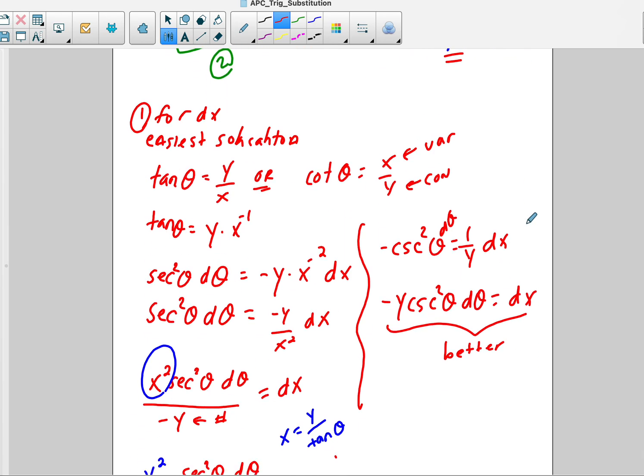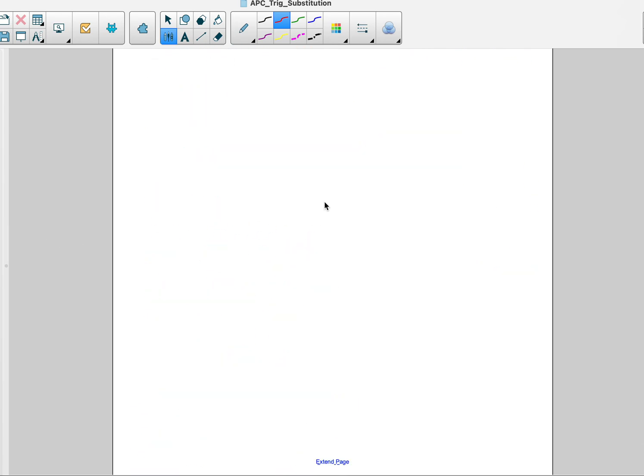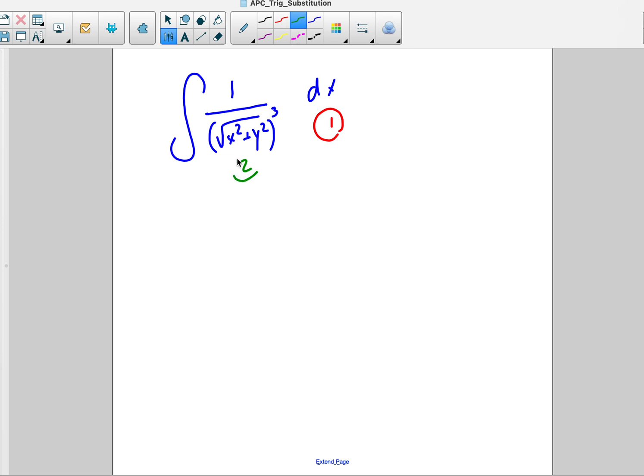So all of that to say that that's my very first job. My first job is to replace the dx. My second job is to replace the ugly monstrosity that was here, which is this root x squared plus y squared all to the third. So I've already replaced the dx. This was job number 1. Job number 2 was to replace this.